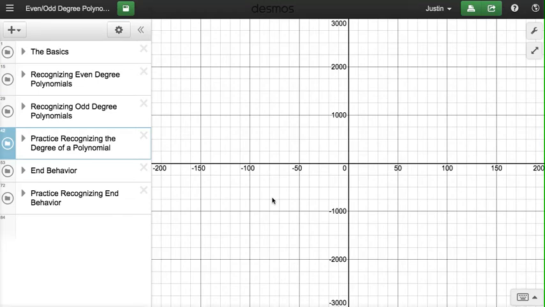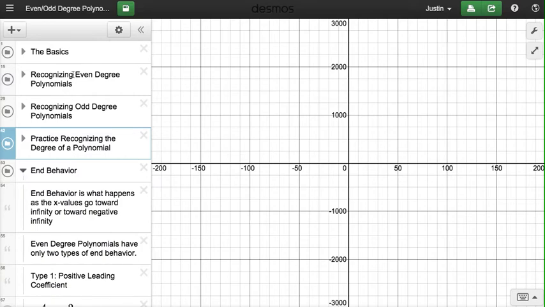Graphing software to continue to analyze even and odd degree polynomials. There'll be a link in the profile or the description, so you can go straight to the Desmos site and practice along with exactly the functions that I have written. We're going to look at end behavior now. This is part 3, end behavior. What do I mean by end behavior?